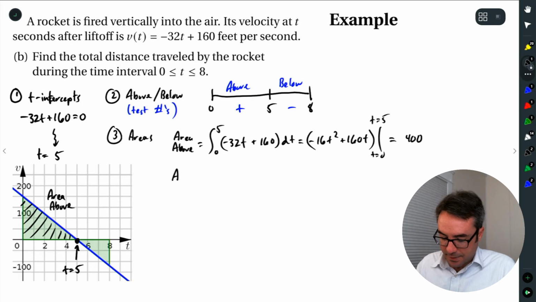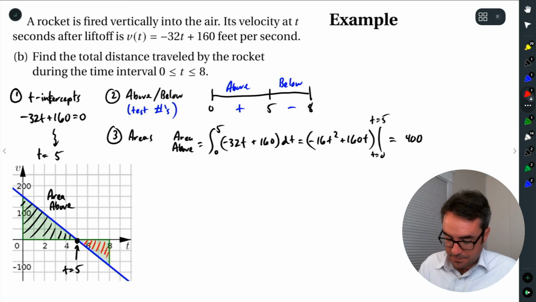Now let's think about this section that's below the horizontal axis. So we have this other region here that's below.